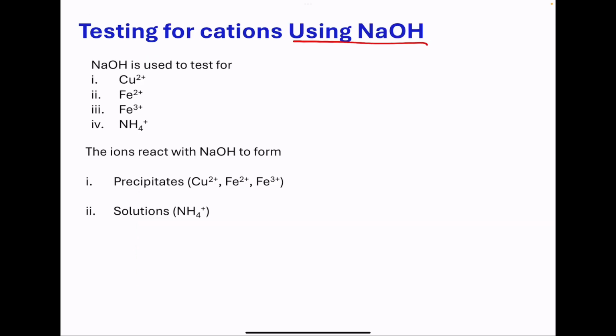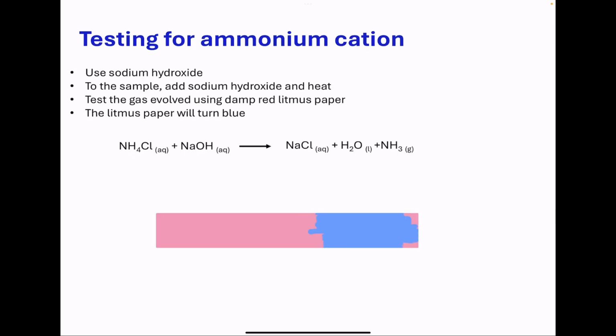This will give positive results using some metal cations and this non-metal cation. With copper 2, iron 2, and iron 3, we're going to observe the precipitates, but with ammonium, we're going to see a solution. So the first one is testing for ammonium cation.